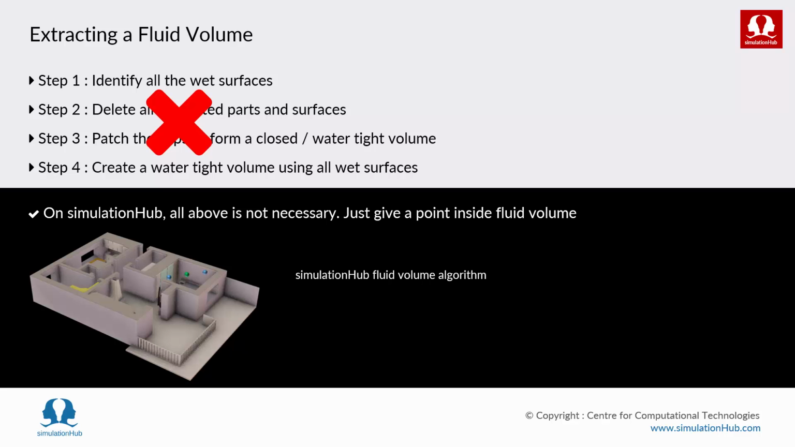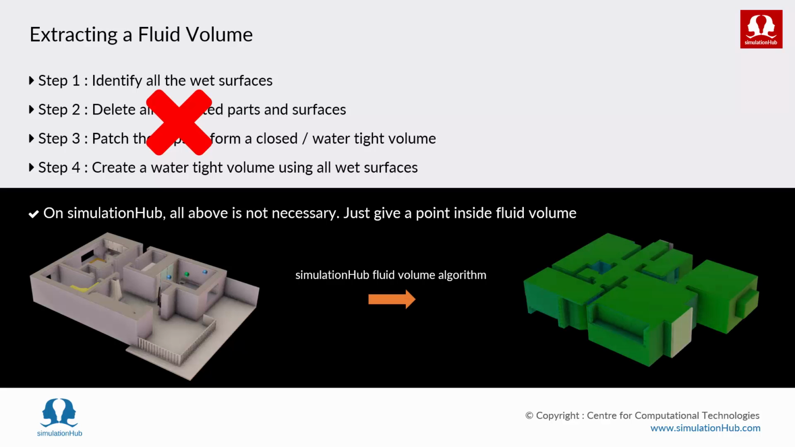simulationHub takes this information and its intelligent algorithm finds the fluid volume automatically for you. If there are certain gaps or openings, this algorithm automatically identifies those gaps and openings and closes those gaps to create a watertight volume. So this is one important concept about extracting a fluid volume or a CFD domain.